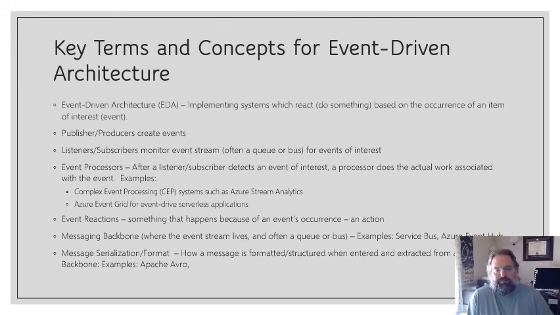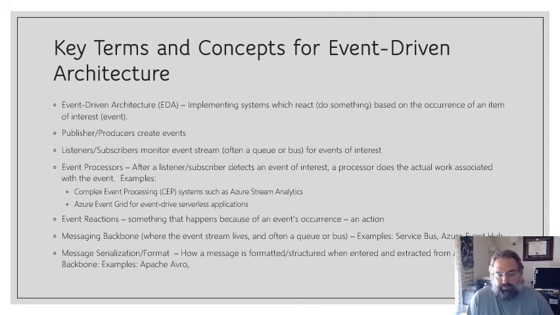So we talk about key concepts of event-driven architecture. Slightly different concept. Event-driven architecture is around something that responds to something. So it's implementing a system which reacts, does something in response to the occurrence of some item of interest, so an event. It's typically related in terms of things like publishers and producers. So this whole concept of publish-subscribe is probably going to be something you're familiar with, or at least you should be by the end of this course. You typically have things that are producing events, you have things that are responding to them and listening for them, typically through some sort of a queue or bus sort of architecture, so that if something comes in, you know that it came in and you're able to do something with it.